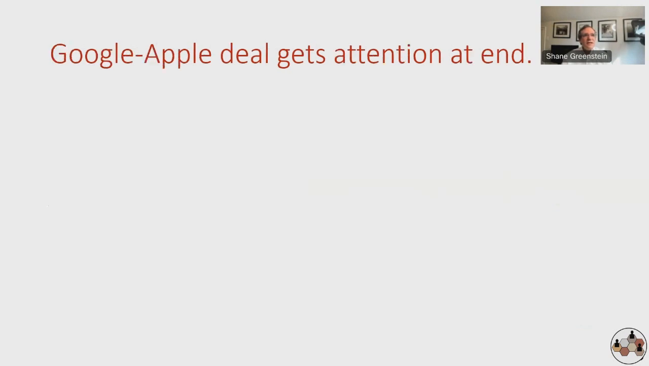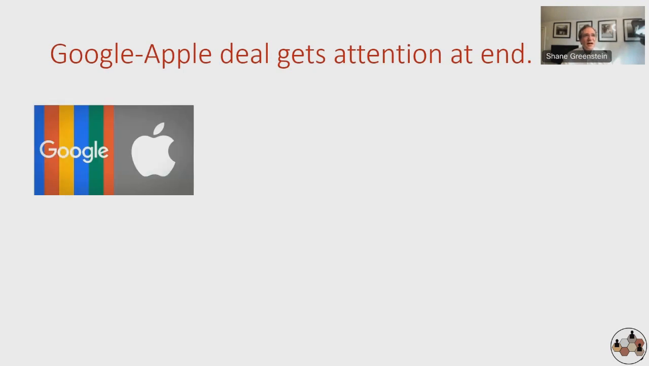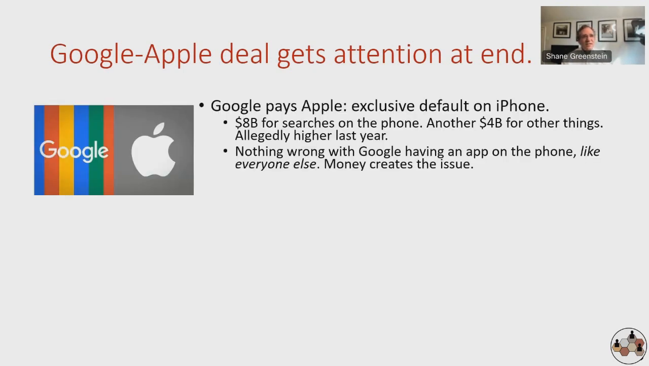Finally, the last thing I'm going to say: it does bring some attention to the Google-Apple deal, which is starting to receive more attention, but had not when I first wrote this essay. There's a deal where Google pays Apple to be the exclusive default on the iPhone. It's worth about $8 billion as of 2020. There's another $4 billion as of 2020 for other things. And just to be really clear, there's nothing wrong with having Google on as an app on the phone, just like everyone else. The issue arises because there's money changing hands.